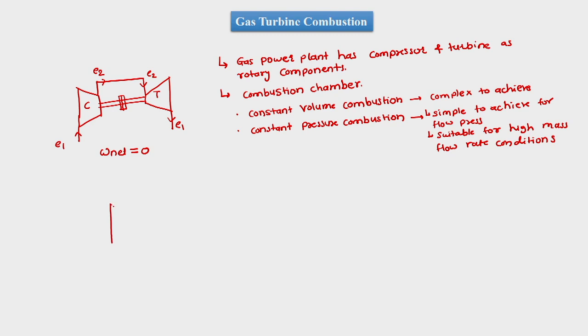That is why we have a typical gas power plant comprised of a compressor, then a combustion chamber, and then a turbine. This is a general gas turbine power plant, generally used for aircraft applications. We have 1 to 2 as the compression process, 2 to 3 as the combustion process, and 3 to 4 as the expansion process in the turbine.